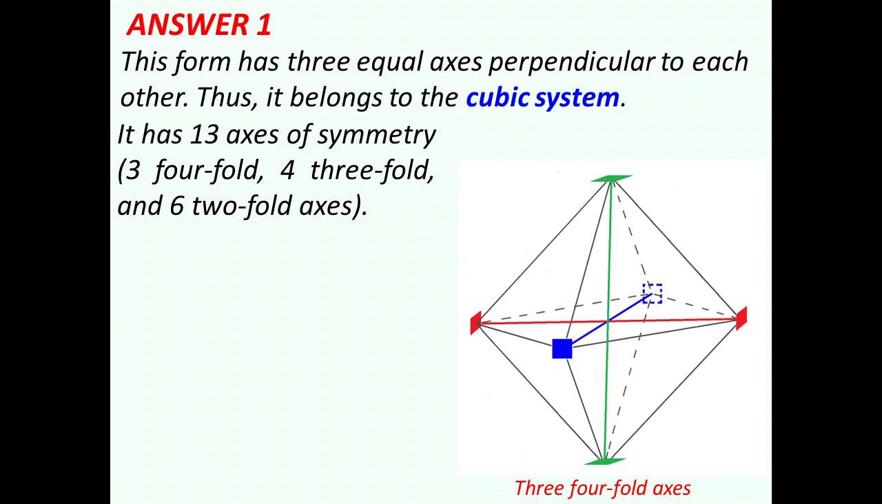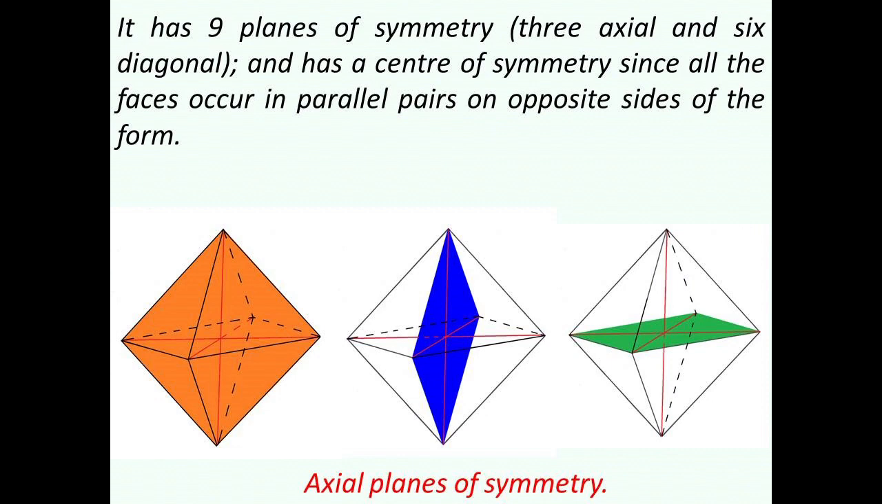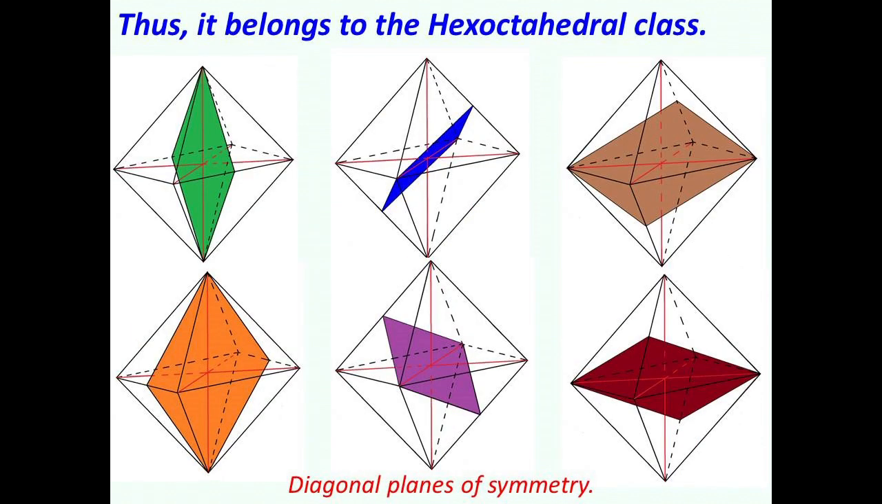It has 13 axes of symmetry, 3 4-fold, 4 3-fold, and 6 2-fold axes. It has 9 planes of symmetry, 3 axial and 6 diagonal, and has a center of symmetry since all the faces occur in parallel pairs on opposite sides of the form. Thus, it belongs to the hexahedral class.